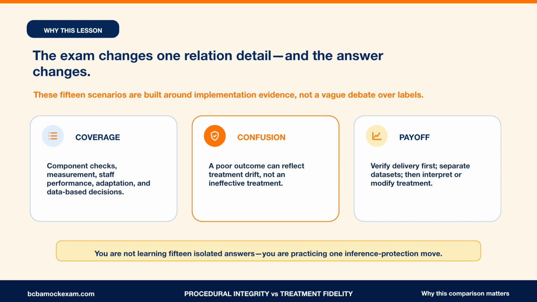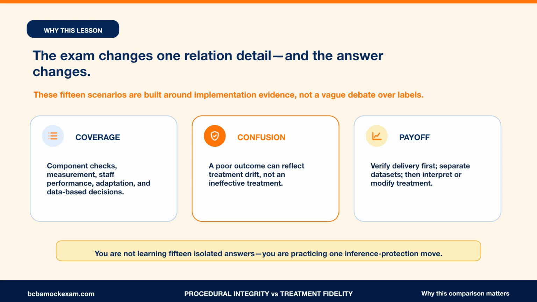Why spend time on this pair? Because a poor client outcome does not tell you whether the treatment is ineffective until you know whether the treatment was delivered as written. These 15 items move from component-level implementation data to staff performance, adaptation, measurement, ethics, and database decisions. They train you to separate procedural delivery, broader treatment fidelity, client effectiveness, social validity, and competence limits. That prevents the common error of replacing treatment before repairing drift or treating one implementation score as proof of client success. The payoff is a defensible next action that protects the inference and the client.